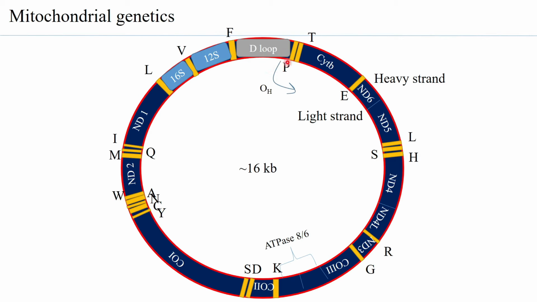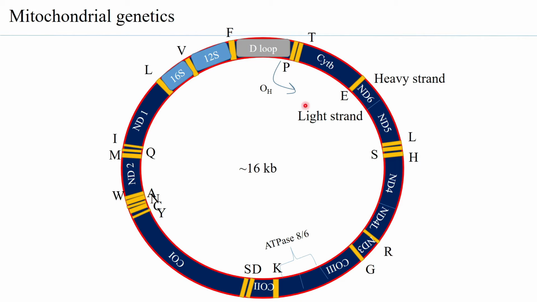What has been found is that within this D loop itself, there is the origin of replication for the heavy strand. So in mitochondrial DNA, what has been studied is that replication is through the D loop mechanism. In this mechanism, one strand begins to get replicated first, and then the other strand gets replicated. So at this point where you have the origin of replication for the heavy strand, the light strand is considered as the template, and on it the new daughter DNA will be formed, and that daughter DNA is going to be the heavy strand.